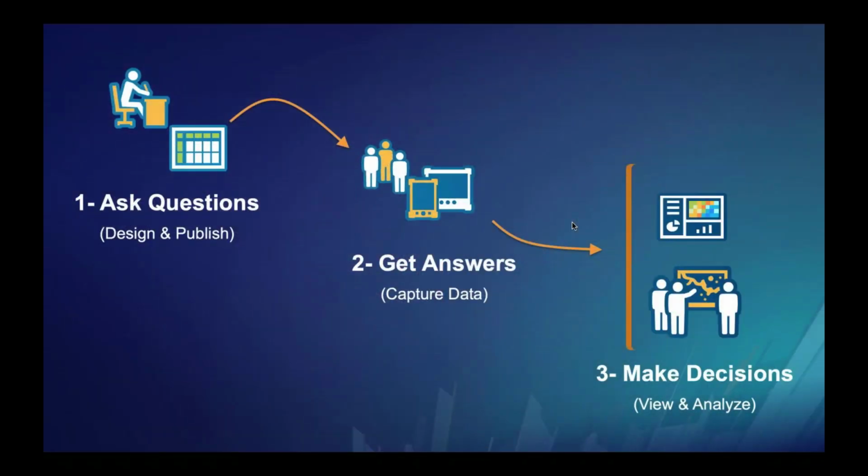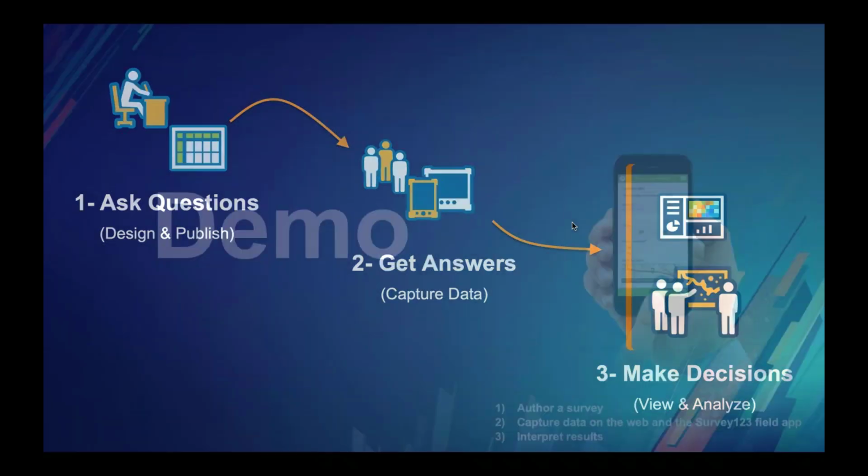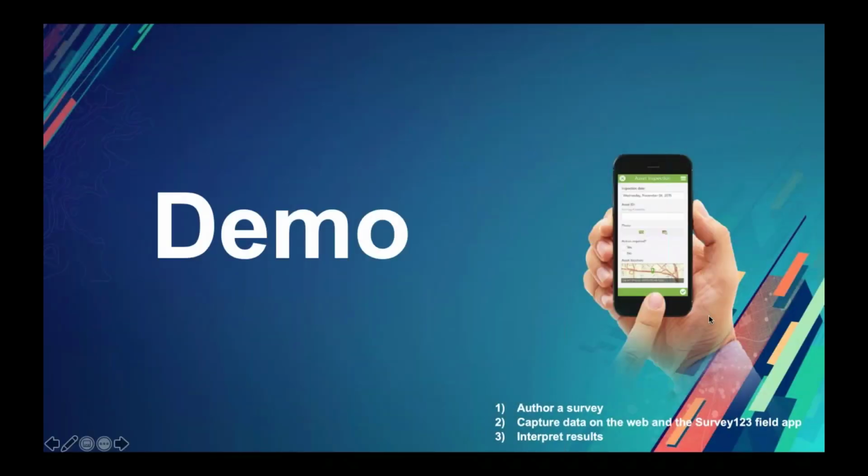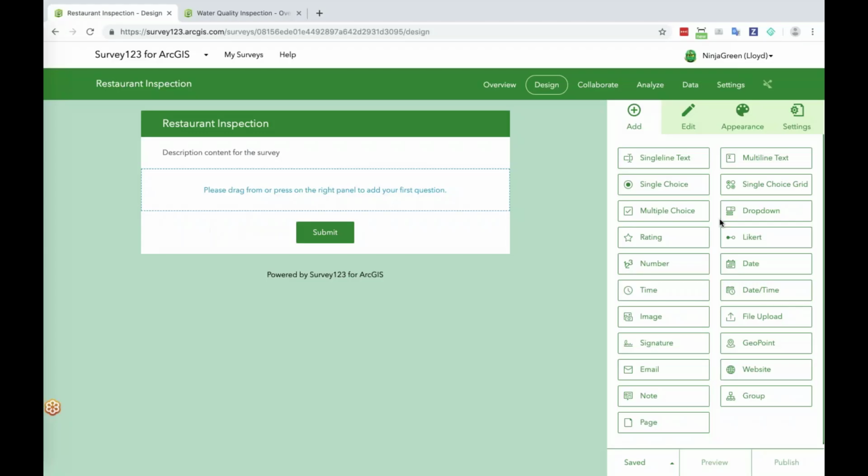So with Survey 123, what we're trying to accomplish is to make this data capture workflow as simple as a three-step process. The first is to ask the questions, to design the form that we want to fill out. The second is to go out and get the answers, whether that's using your device or a web browser, whichever is suitable for your situation. And three, look at the data and be able to make decisions quickly. To highlight that, I want to step through and show how we can do this within the Survey 123 website.